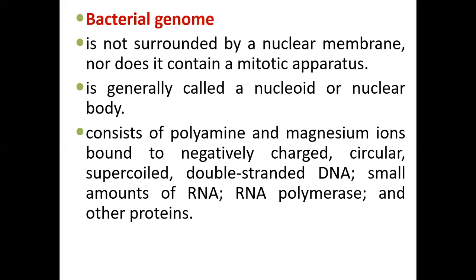Now, bacterial genetics. The genetic material of bacteria is not surrounded by a nuclear membrane, nor does it contain a mitotic apparatus. It is generally called the nucleoid or nuclear body. It consists of polyamine and magnesium ions bound to negatively charged circular supercoiled double-stranded DNA. A small amount of RNA polymerase and other proteins are present.